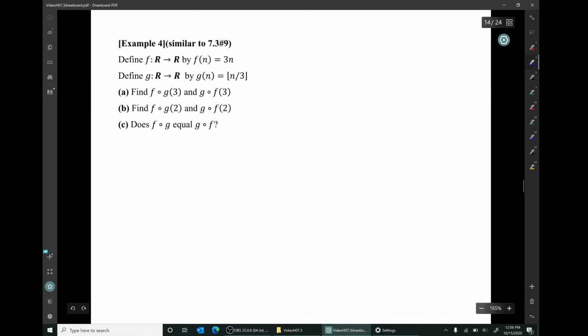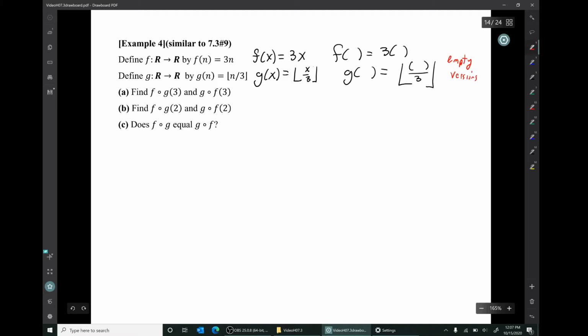Let's go on. Example 4 is similar to your homework exercise 7.3, number 9. F is a map from R to R defined by f of x equals 3x. And G is a map from R to R defined by g of x equals the floor of x over 3. I'll write those in over to the side. So question A is to find f circle g of 3 and g circle f of 3.